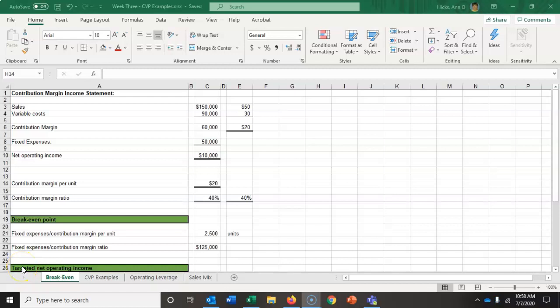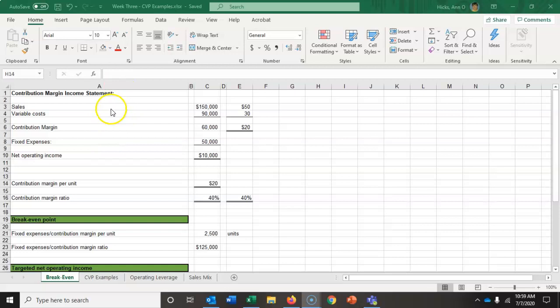In Chapter 5, we talk about something called cost volume profit analysis. This is an approach to decision making based on our understanding of how costs behave. And so what we're going to do to form the basis of this is work with the contribution margin formatted income statement that we covered in the first week of classes.